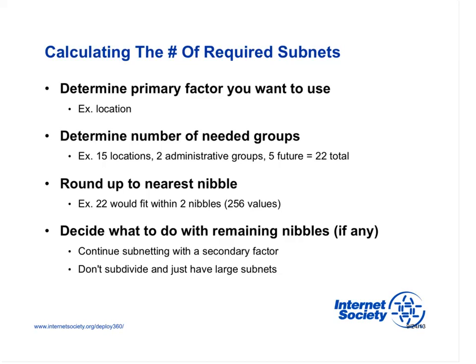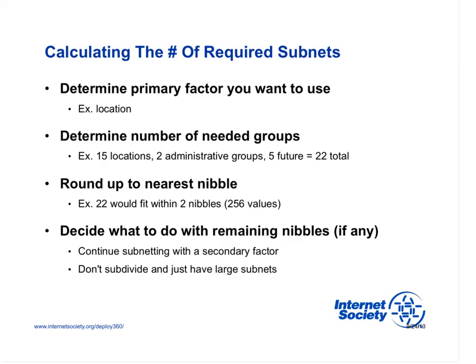So first of all, you have to think about what's that factor, what's the primary thing you want to route on. Your second part then is how many of those groups do you need? 15 locations, 2 administrative groups, those types of things. And you might then round up to the nearest nibble. So 22 would fit within 2 nibbles. And the nibbles, if you think about them, are 16, 32, 64, etc. So you can go with that. And so 22 would fit into the 32 bits. Then you need to decide what to do with the remaining nibbles.